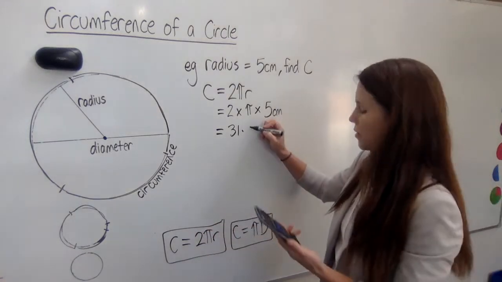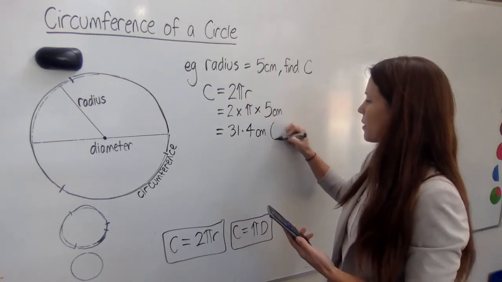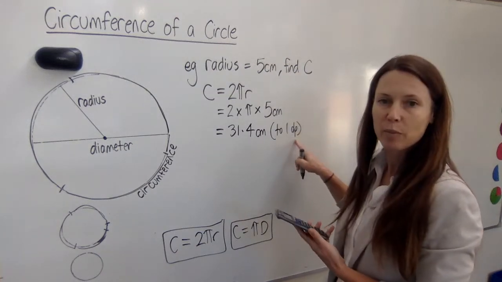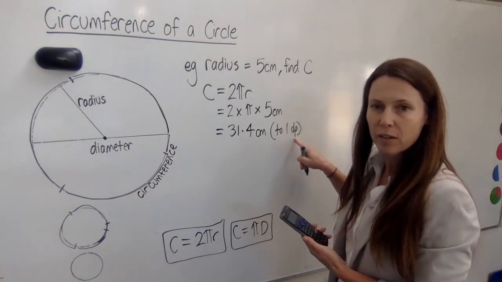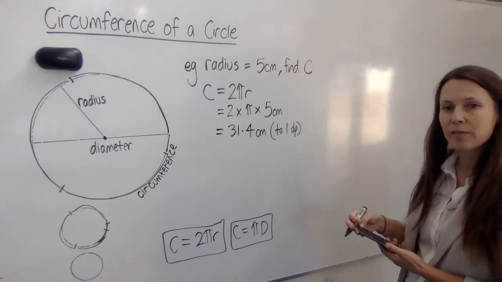Now it goes on and on, so you'll need to round it off. Let's round it off to 1 decimal place, 31.4 centimetres to 1 dp. dp stands for decimal place. So when you round something off, always explain what you've rounded it off to so that it's really clear. All right, is there any other way we could have done this?